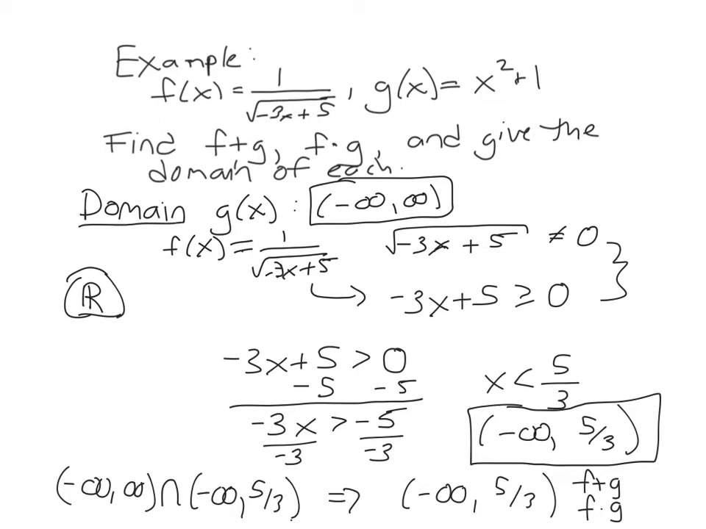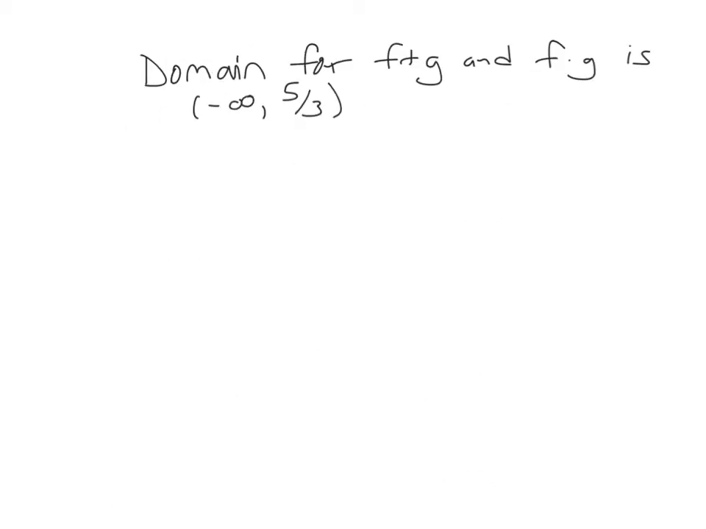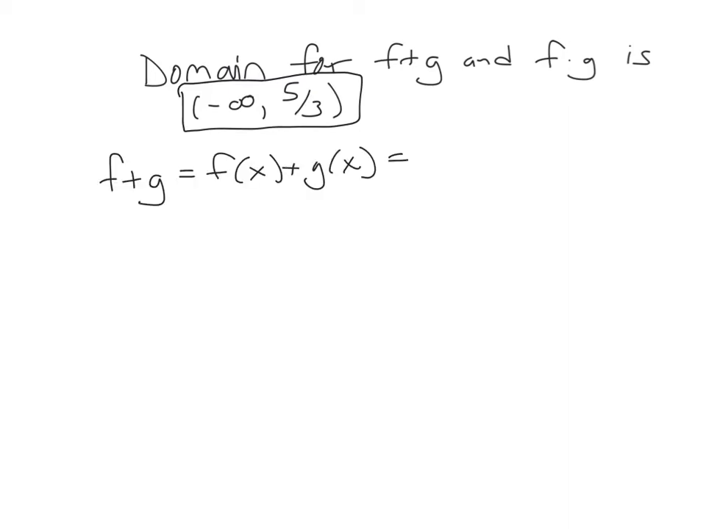So this handles the domain part of the problem. So the domain for both is negative infinity to 5/3 for f plus g and f times g. Now let's find the other part of the problem. It wants to know what the sum of the two functions is. So we have f plus g, so we're going to do f of x plus g of x.